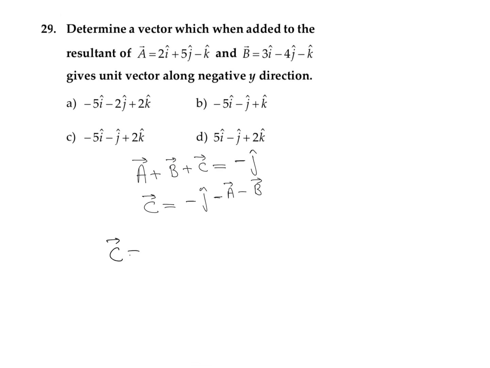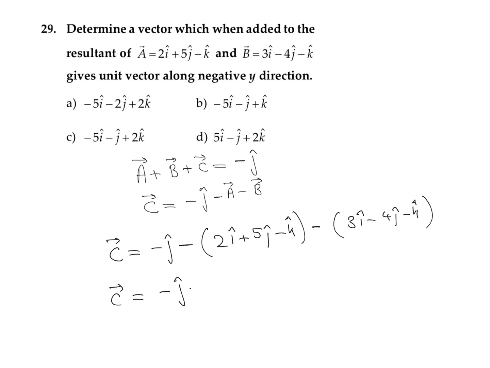So we can write the C vector will be equal to minus j cap minus of, just observe what is A vector. A vector is 2i cap plus 5j cap minus k cap, and minus of B vector, B vector is nothing but 3i cap minus 4j cap minus k cap. So we can write the C vector is equal to minus j cap minus 2i cap minus 5j cap plus k cap minus 3i cap plus 4j cap plus k cap.